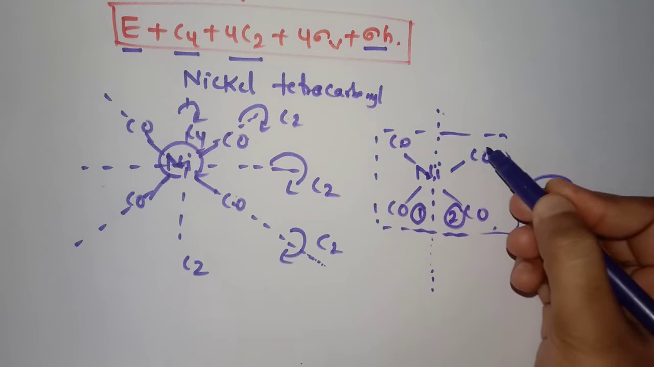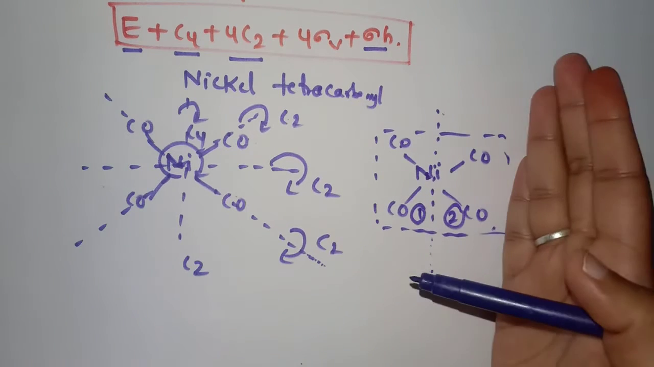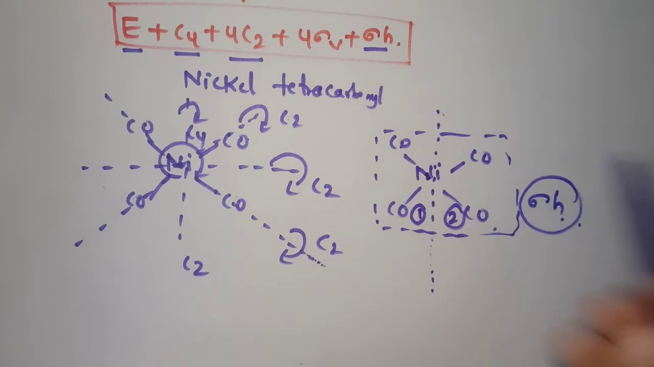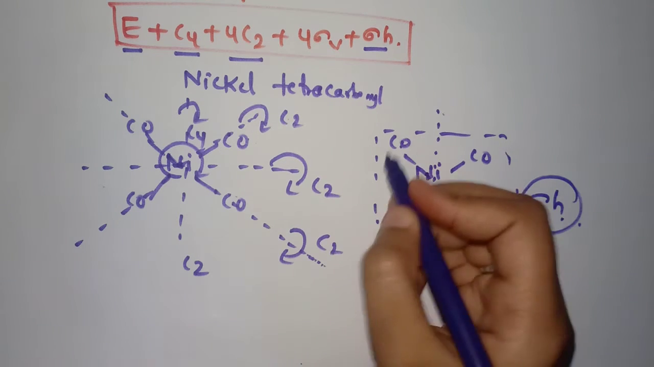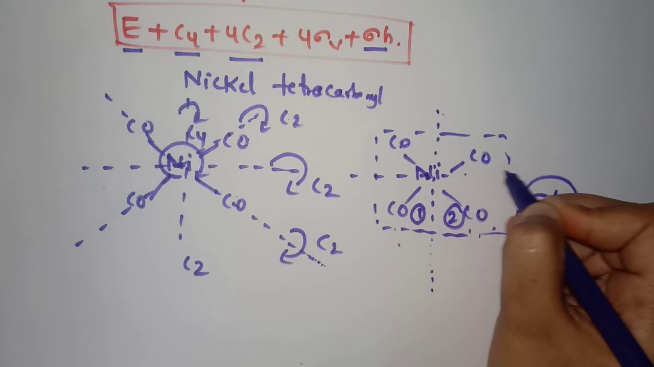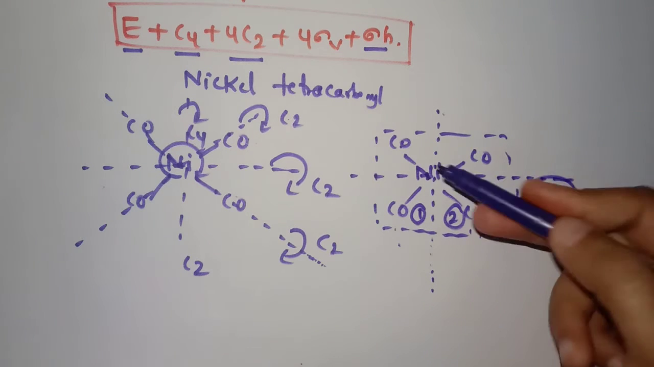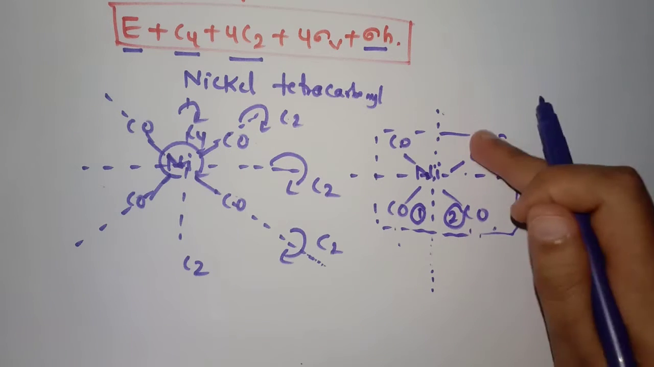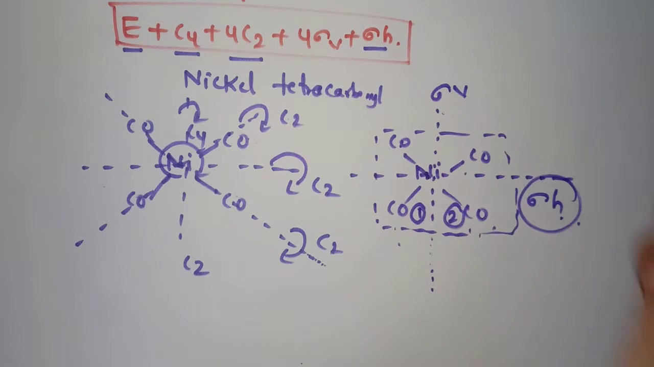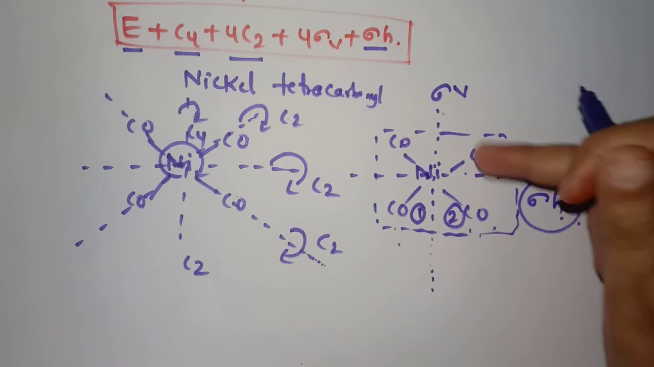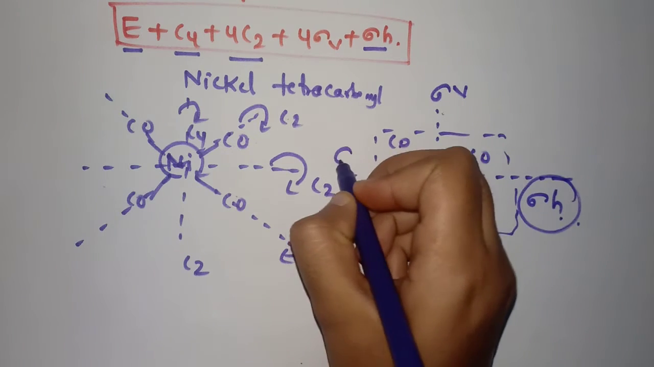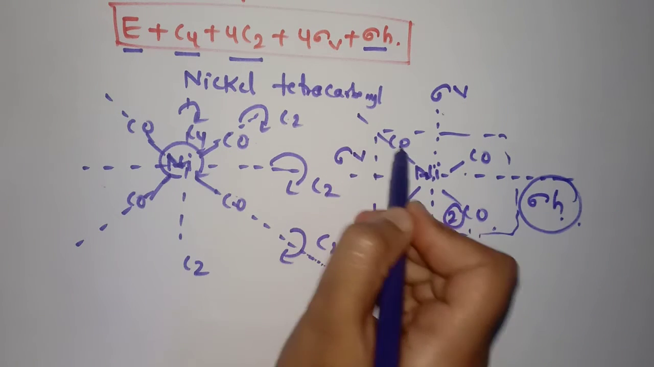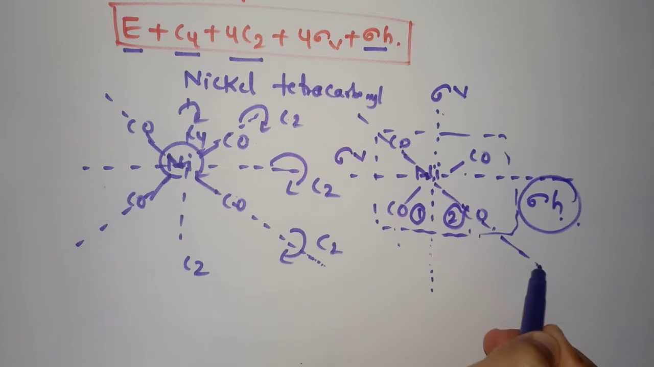So this part should be a mirror image of this part, and this part should be a mirror image of this part. So these COs are mirror images of these COs. So if I pass an imaginary plane like this, this is also bisecting the molecule into two equal halves. It is a sigma V, and here this also bisects the molecule into two equal halves. These two are mirror images of each other, so it is a sigma V. And if I pass an imaginary plane like this, it is also a sigma V.